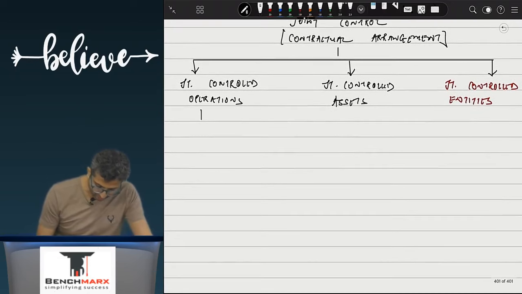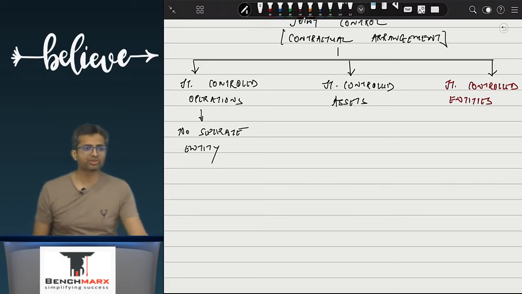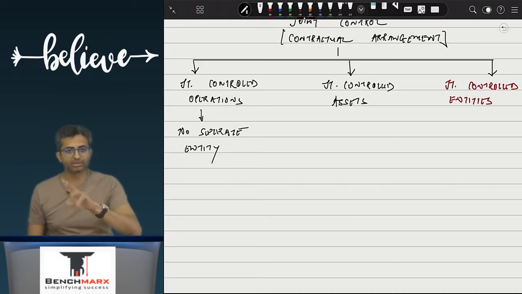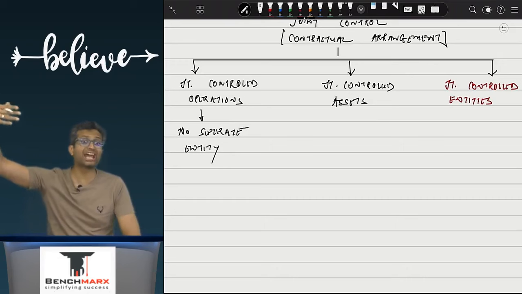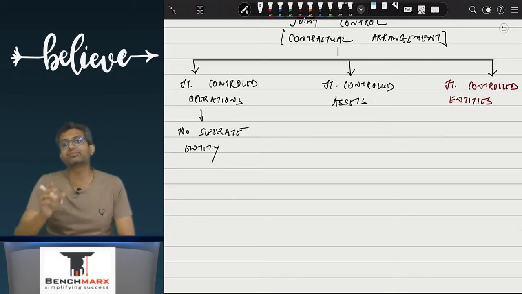So over here, there is no separate entity. What do you mean by no separate entity? When you look at Tata and Starbucks, they have come together to form Tata Starbucks Private Limited. There's a separate company. Singapore Airlines and Tata have come together to form, let us say, Vistara. Vistara Limited is a separate company. Is that a jointly controlled operation? No, that is a jointly controlled entity, because there is an entity sitting in the middle.